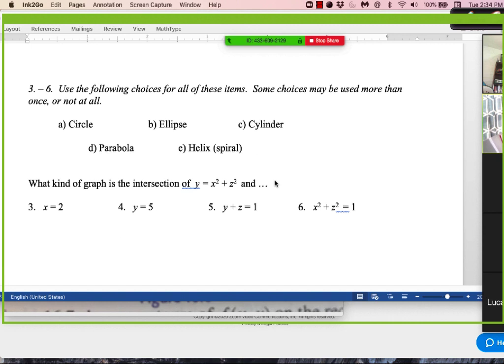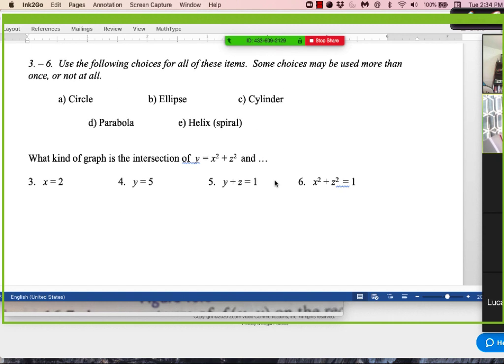Okay, so then here I gave you an intersection. This is y equals x squared plus z squared, and we know that. Remember, that's a paraboloid opening on the positive y-axis. So this is that, and then I'm taking all these other curves and asking what's the graph of intersection of each of these with this base reference surface.